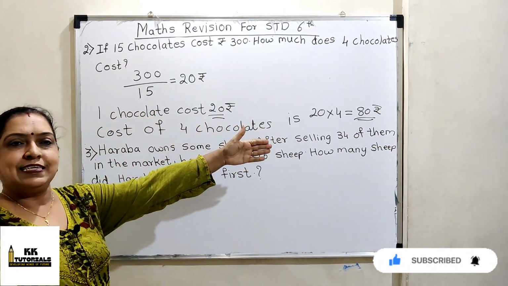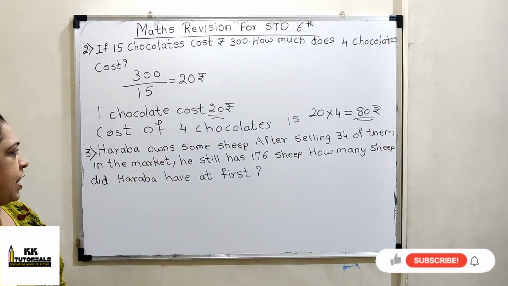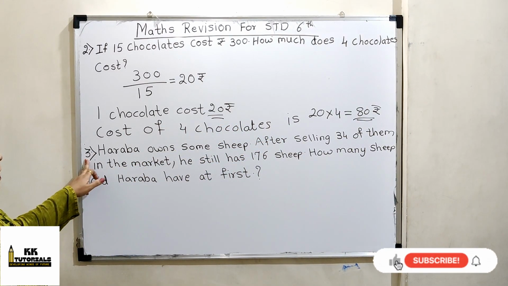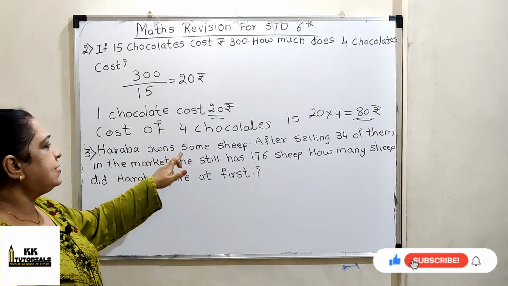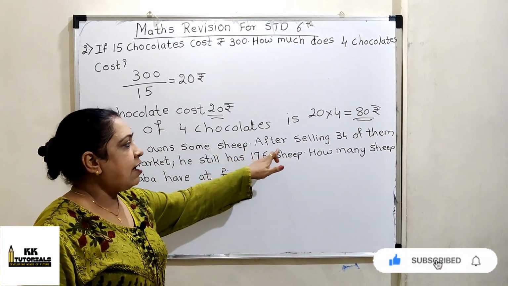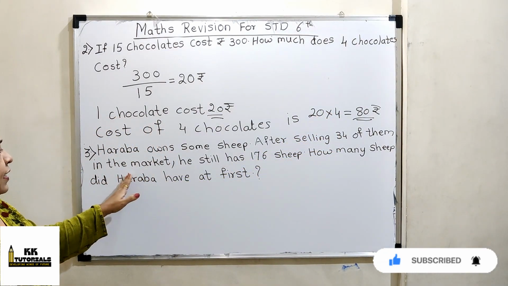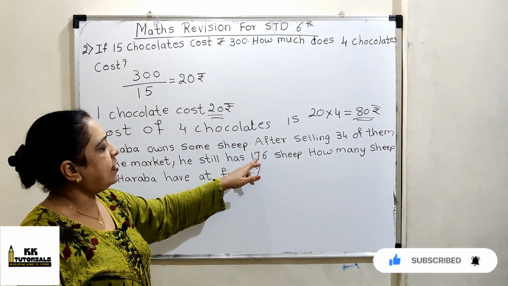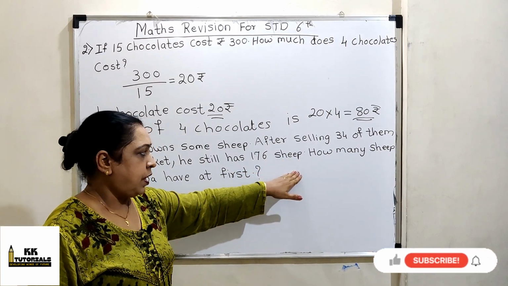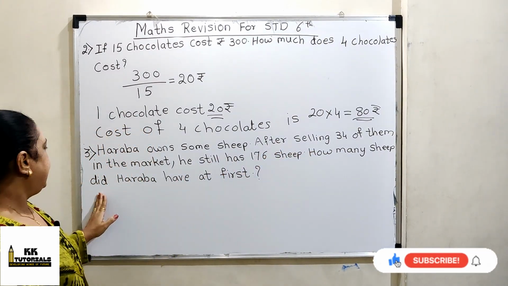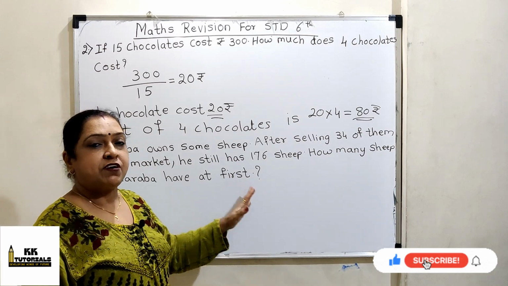Cost of 4 chocolates is 80. Okay. Now, number 3. Harappa owns some ships. After selling 34 of them in the market, he still has 176 ships. How many ships did Harappa have at first?